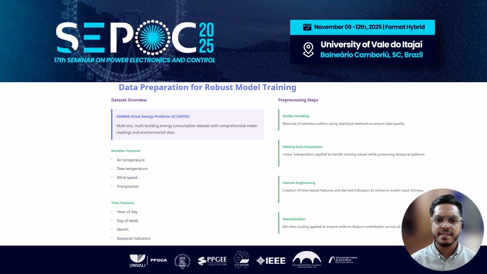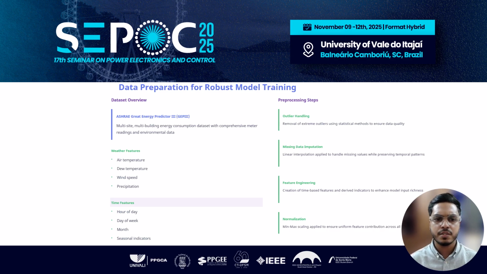We utilized the ASHRAE Great Energy Predictor 3 dataset. This dataset is rich, including meter readings like electricity and chilled water, and extensive meteorological features like air temperature and wind speed, and it also has time features.